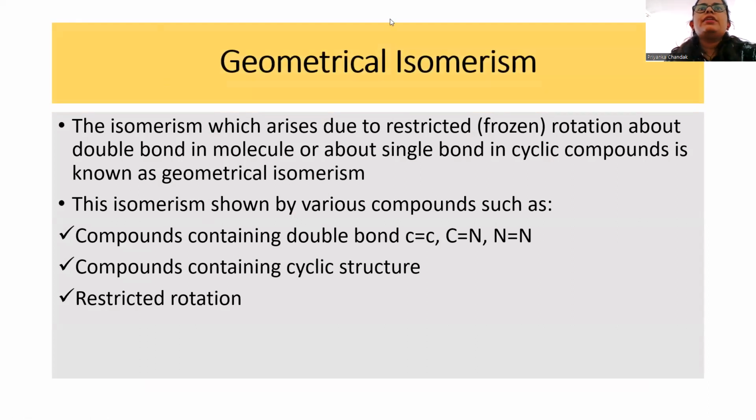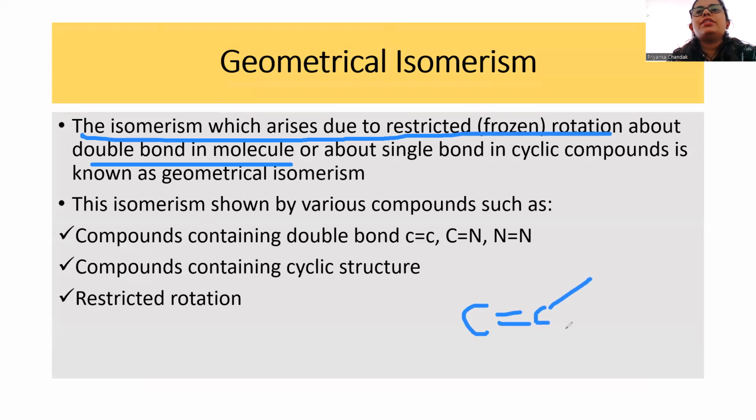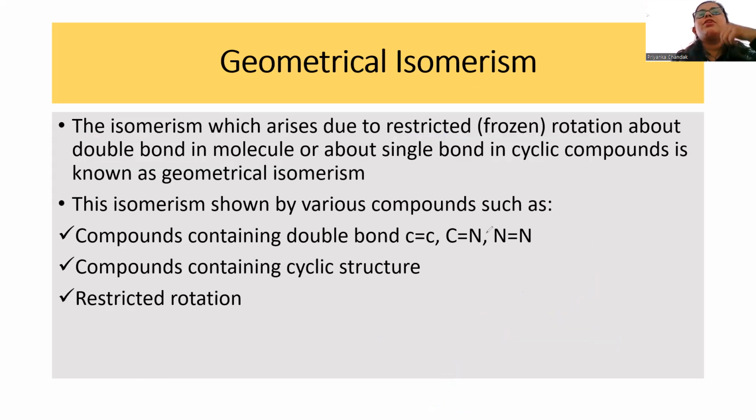Now geometrical isomerism. Let's start with the definition. The isomerism which arises due to restricted, that is frozen, rotation about a double bond. That's what I said, like this C double bond C, just consider X, X, Y, Z, or here A, you can just consider A. So like this, because of this double bond, it will restrict the rotation about the double bond. That phenomenon is known as geometrical isomerism.